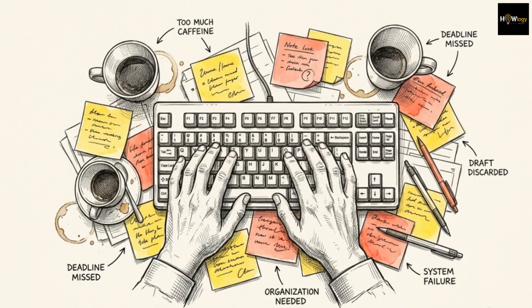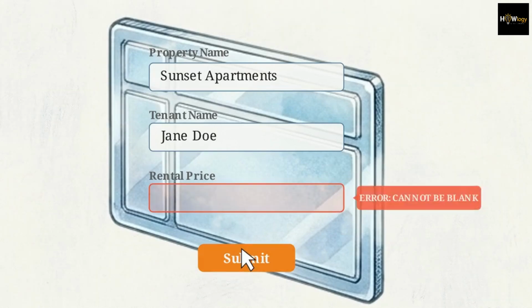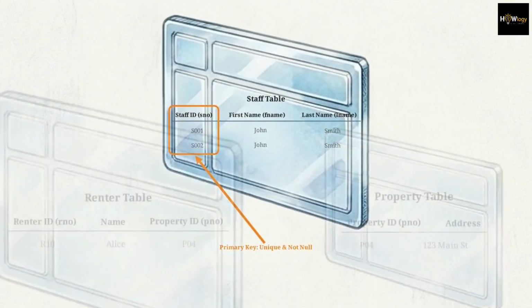Even with the right containers, real-world data entry remains unpredictable and prone to errors. Applying the NOT NULL constraint to a property's rental price ensures the system will never allow that essential field to be left blank. We establish absolute identity using a primary key constraint. Assigning a unique employee ID ensures two workers with the same name are never confused.